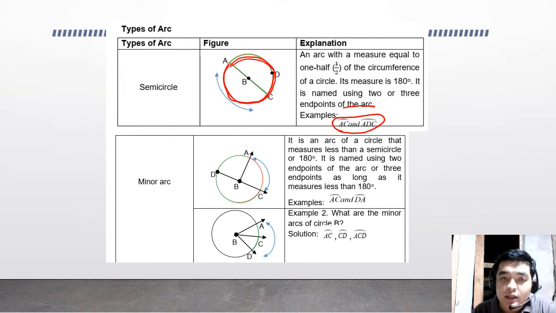Minor arc. It is an arc of a circle that measures less than a semicircle, meaning a minor arc is shorter than a semicircle, or less than 180 degrees.